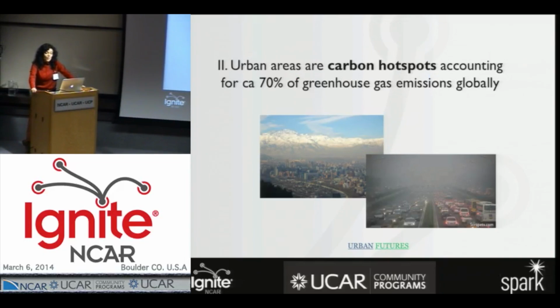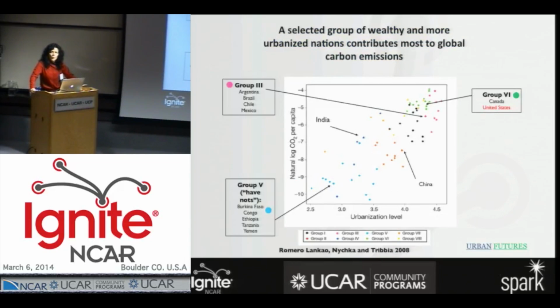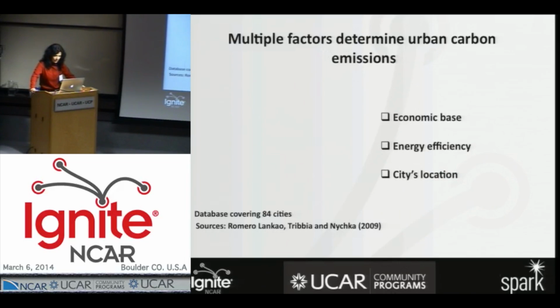Urban areas are carbon hotspots, accounting for about 70% of greenhouse gas emissions globally. But we don't know a lot about that, and that's something NCAR can address. This plot shows 71 countries and how urbanization, which is the horizontal line, relates to carbon emissions, which is the vertical line. We also prove and show that a selected group of wealthy and more urbanized nations contributes most to global carbon emissions. US is part of that group. For sure, many African countries are not part of that group.